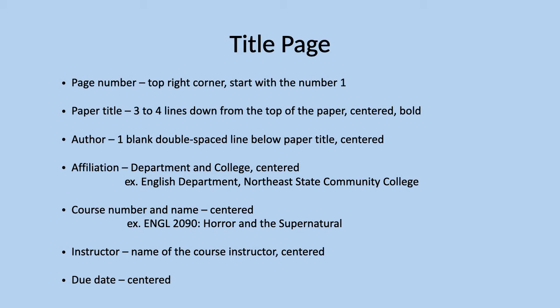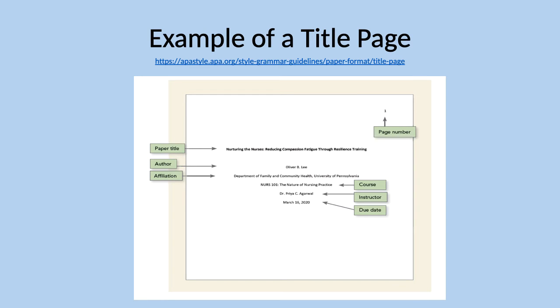The title page is often very different for most people when using the APA style for the first time. The 7th edition just requires a page number in the upper right-hand corner. Then center the paper title, author, affiliation, course name and number, instructor's name, and the due date. Here is an example of a title page. This is how it looks when it's finished.